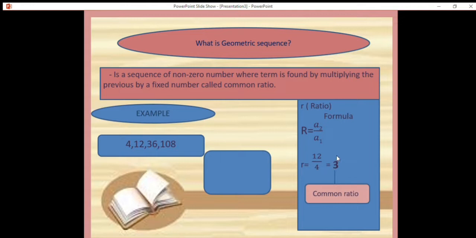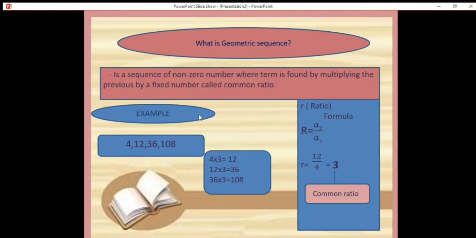To check that our answer is correct, we need to multiply. 4 times 3 is equal to 12, so our a sub 2 is equal to 12. Checked. 12 times 3 is equal to 36, so a sub 3 is equal to 36. Check. And 36 times 3 is equal to 108, so our a sub 4 is equal to 108. Check. So our answer is correct: the common ratio of this sequence is 3.